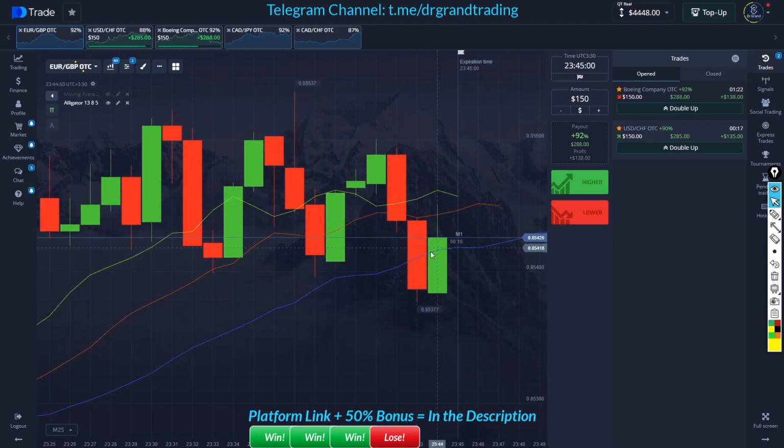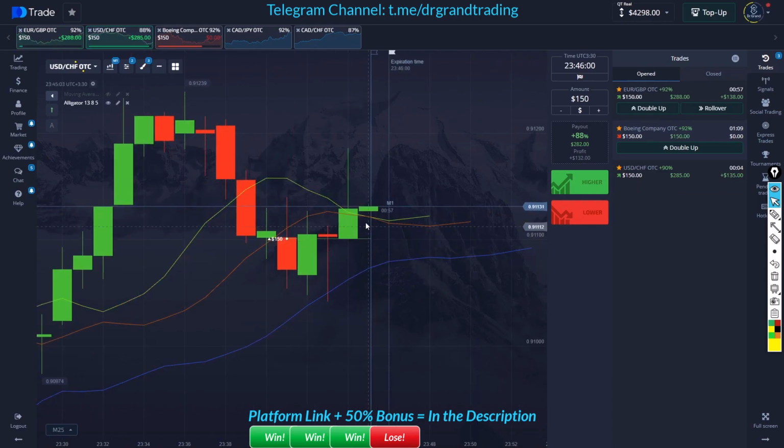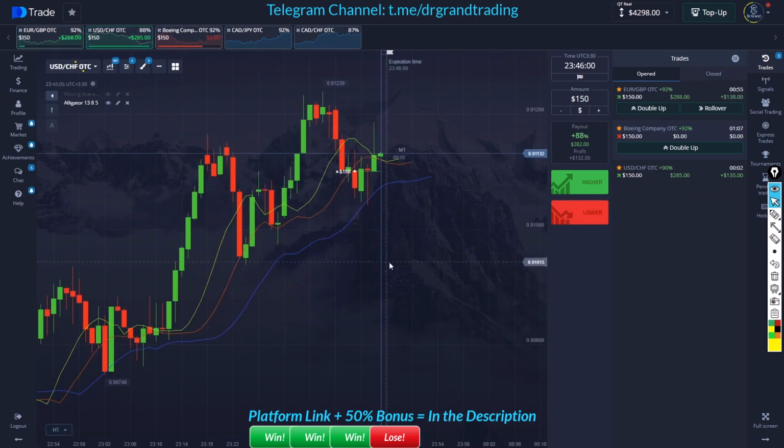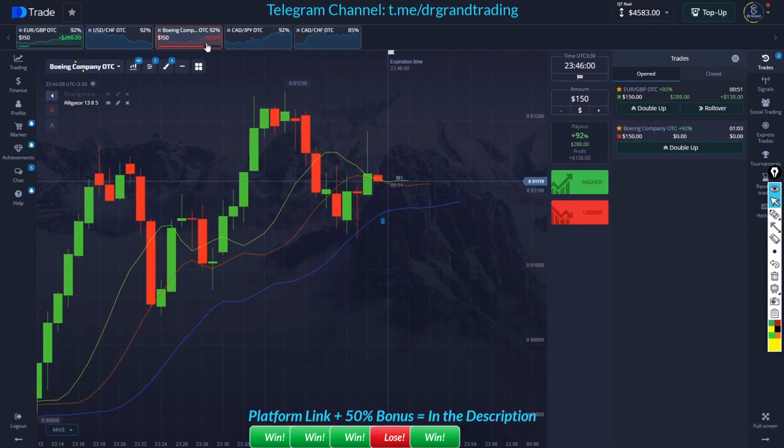Okay, I'm expecting a bullish candle. Let me just let this one close. I'll go with the buyers. This is, yeah, I mean, this is not based on the strategy though. Okay, this is a winning trade. Okay, and then we got this one.